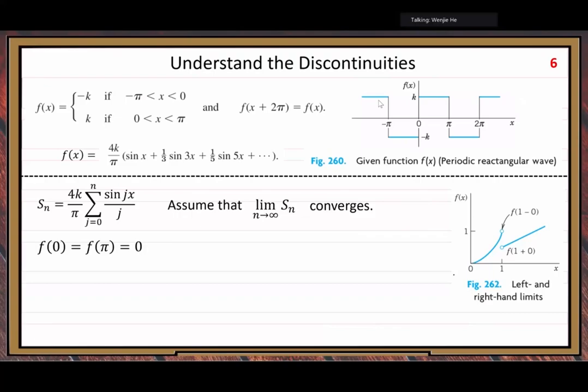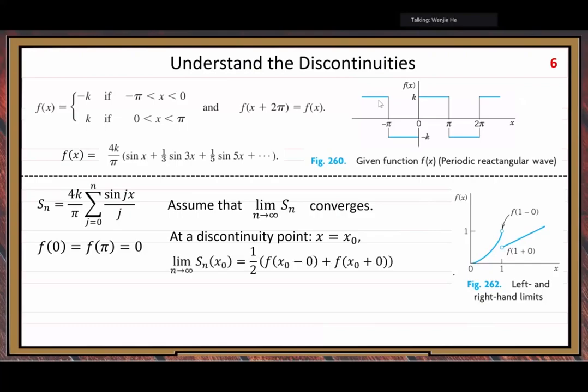At the discontinuity point, x equals x0, the S sequence is convergent to the average of f(x0 minus 0) and f(x0 plus 0). So that can be proved.